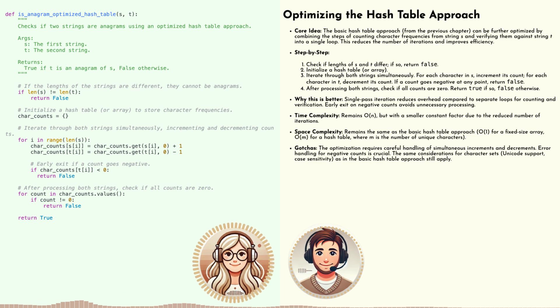So let's think about that hash table method for a second. We create the table. We populate it with the counts. Then we compare the counts. What if we could do all that at the same time? Simultaneously. How would we even do that?